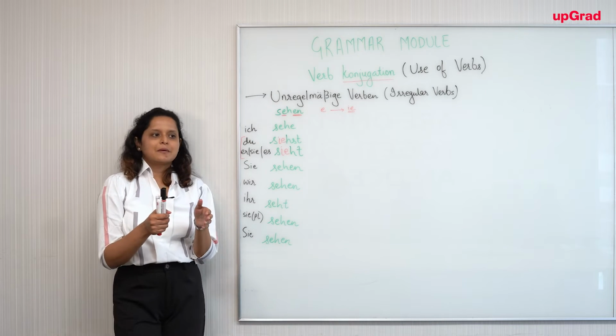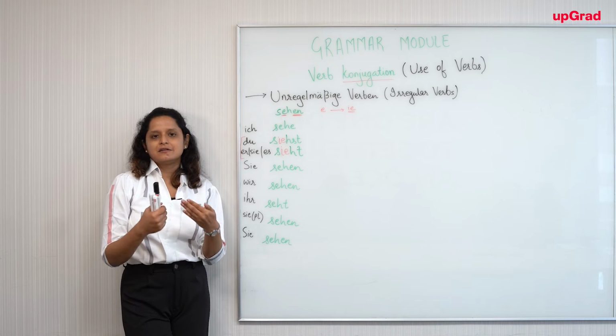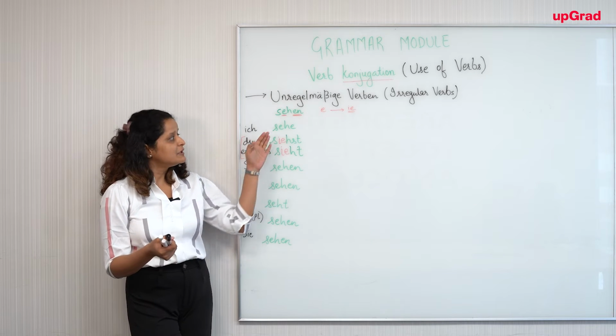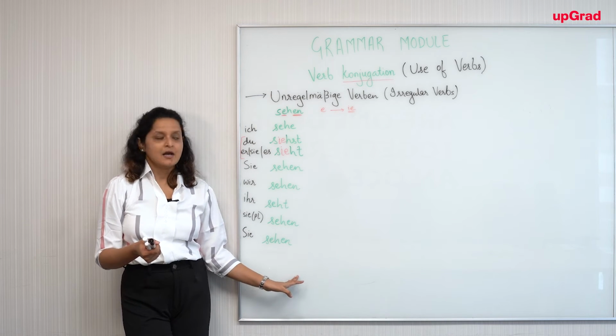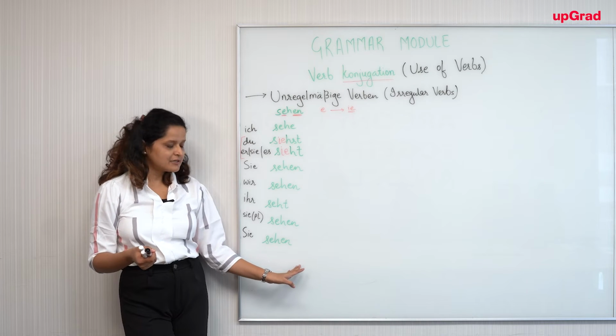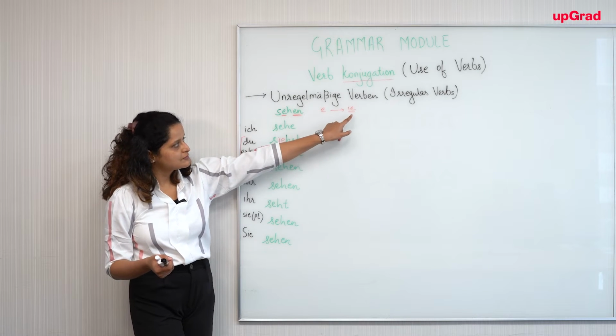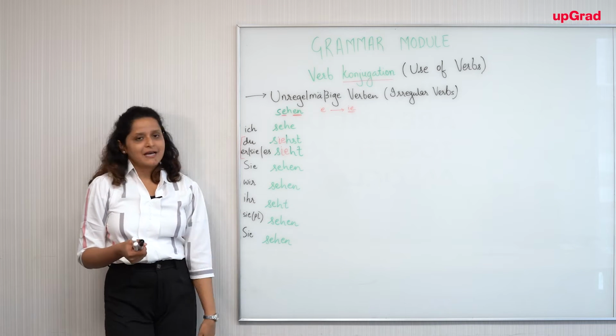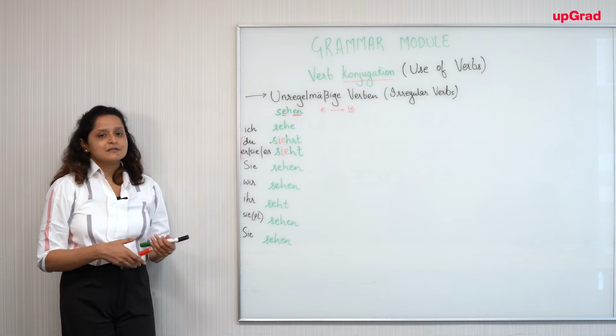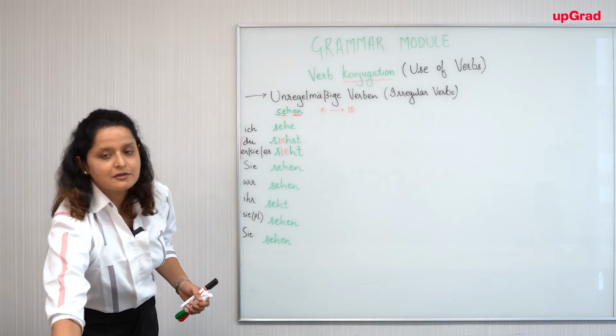So every verb will be conjugated in a different form and it will be falling in this category. So sehen is conjugated with change in the stem, that is change in the A to I. Now we have some words which will fall in a different category. So let's take a look at them.